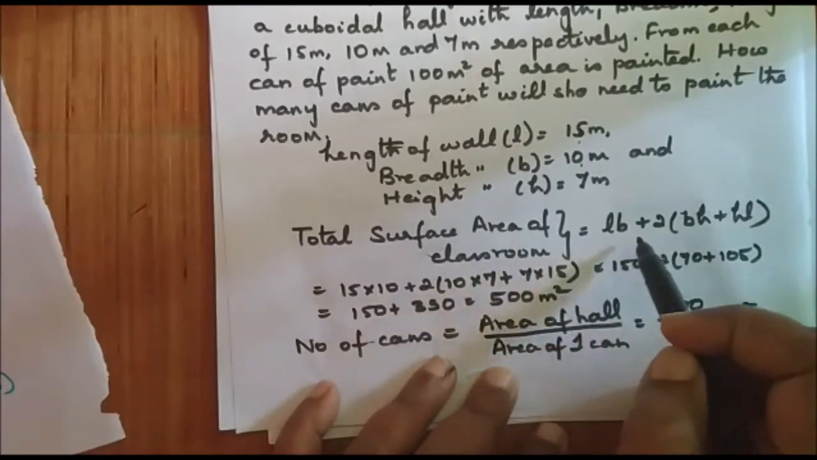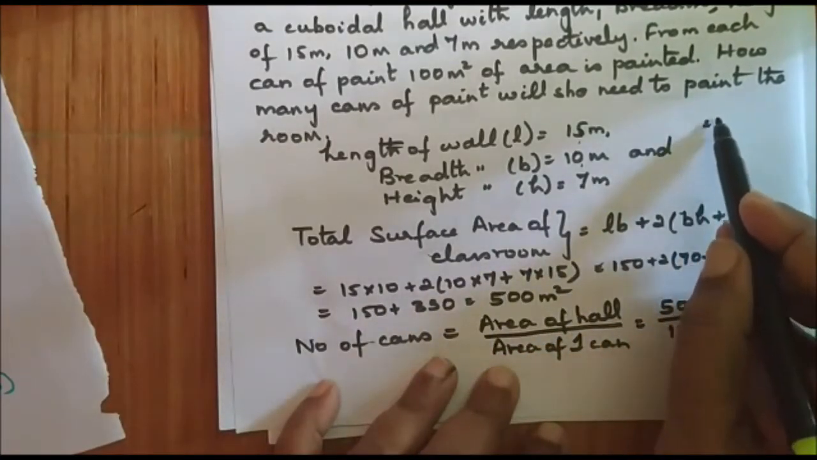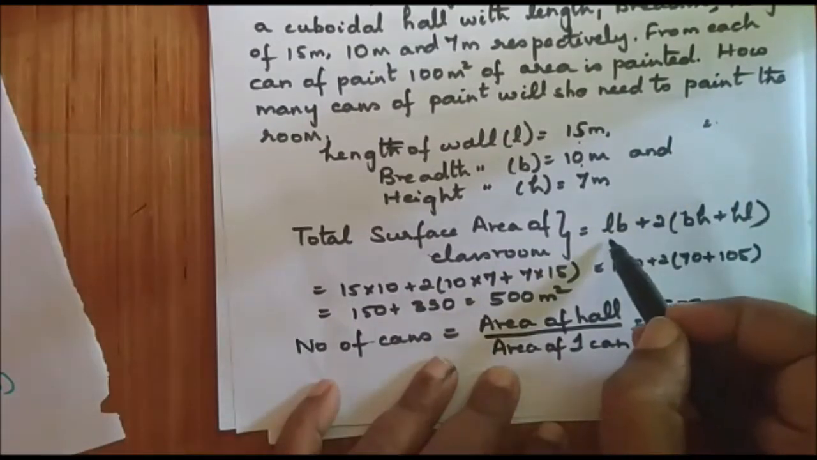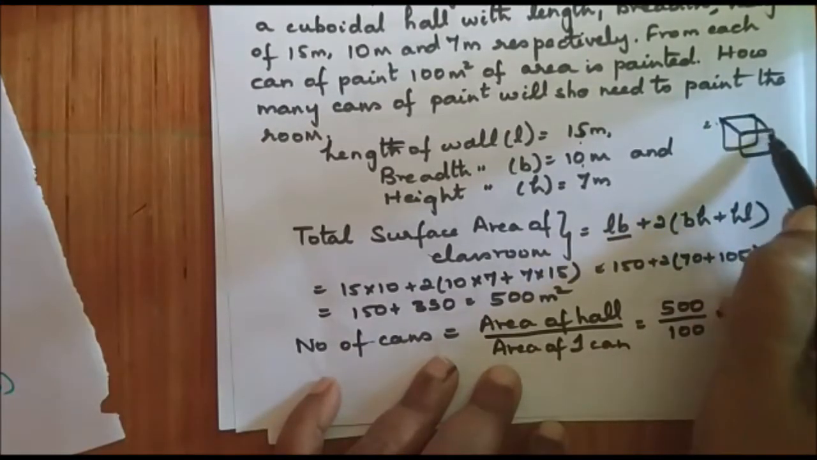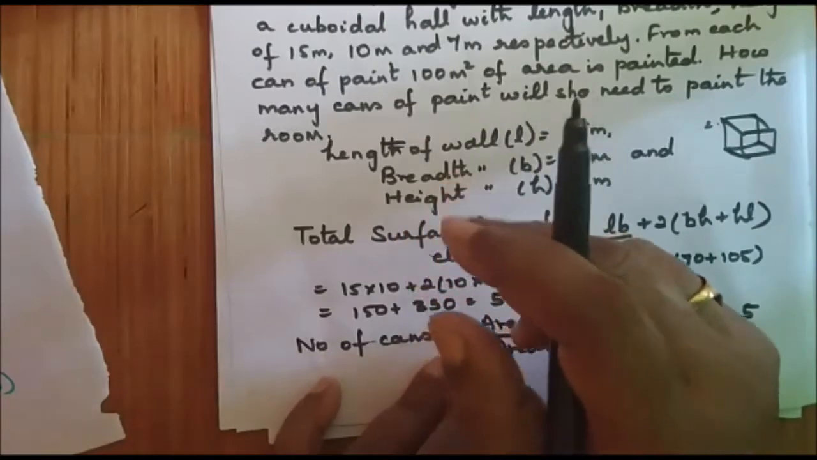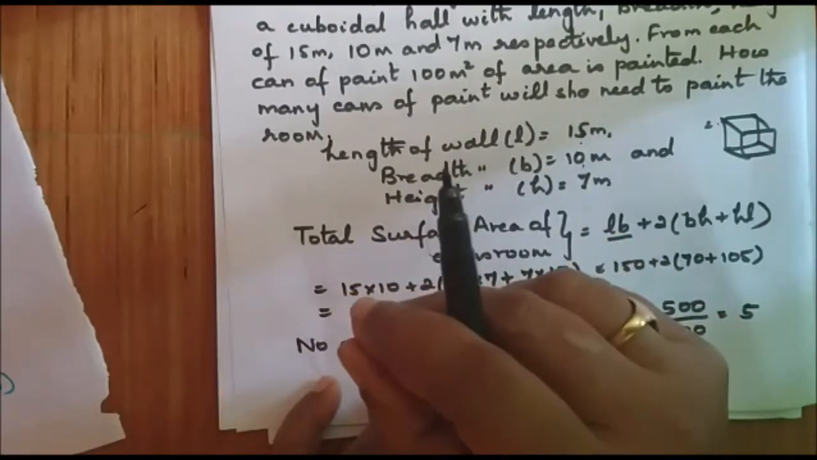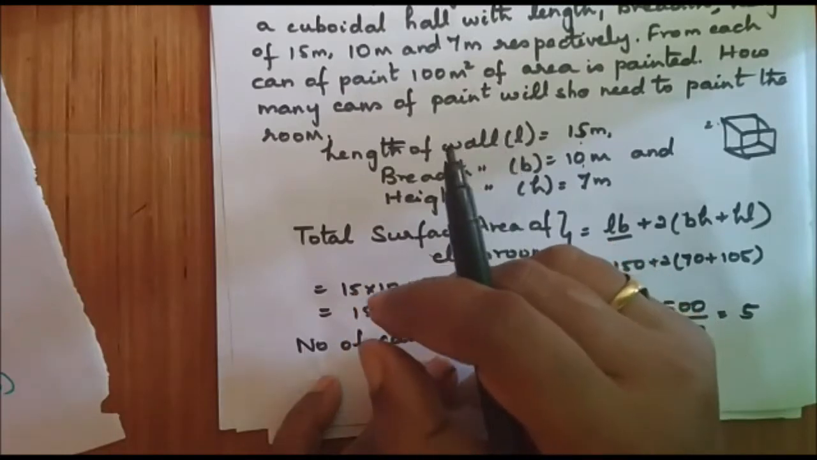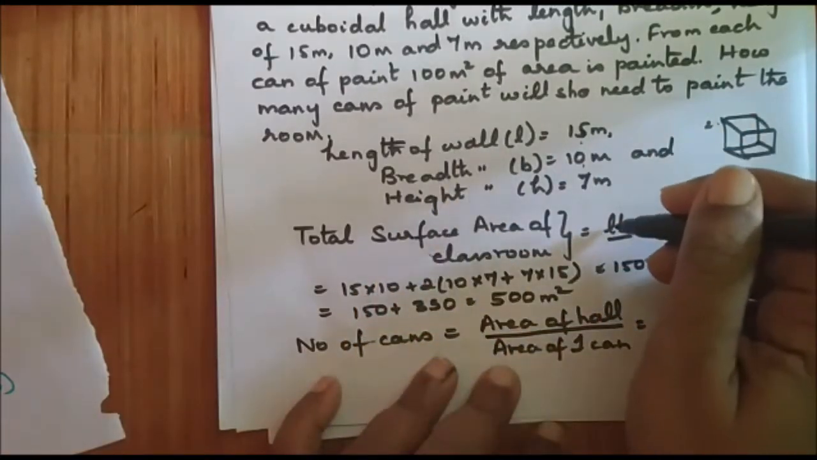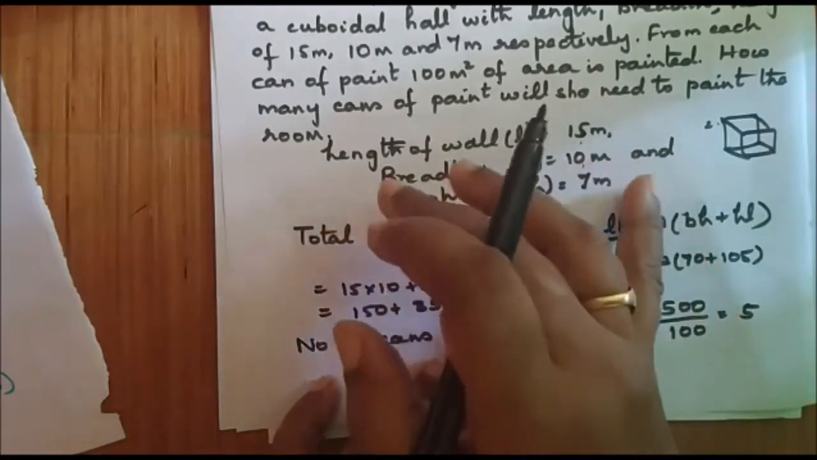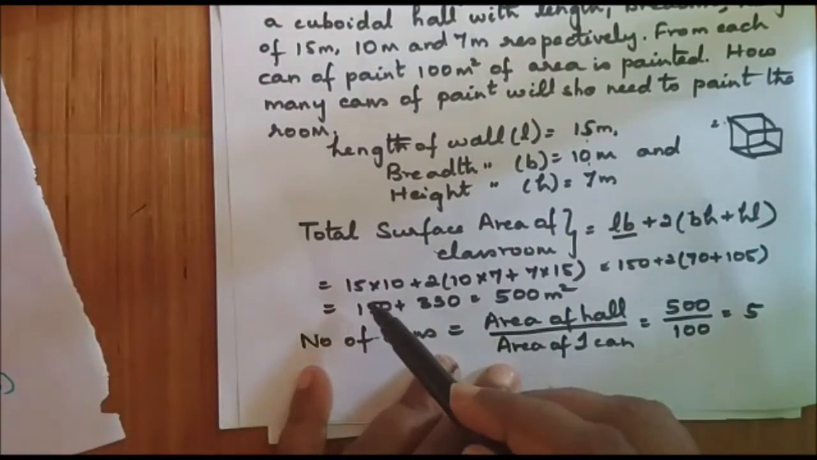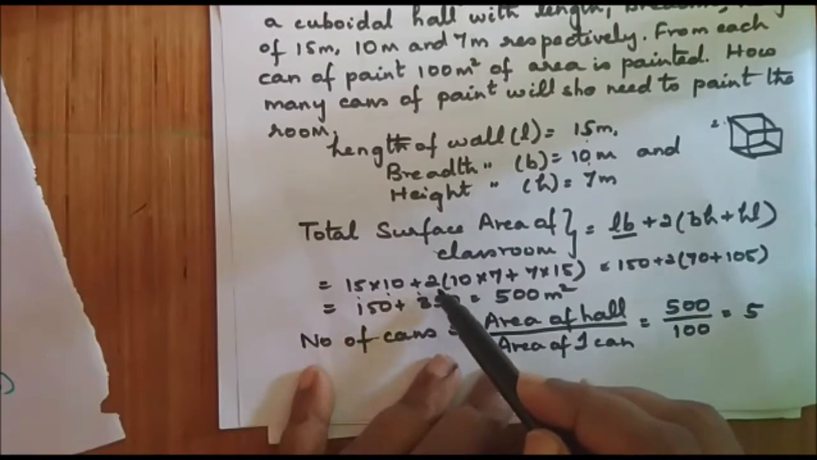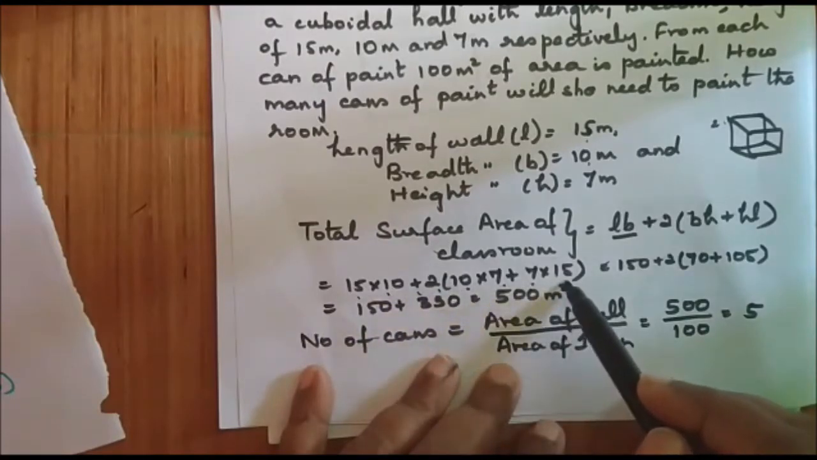Total surface area is nothing but, we learned the formula as 2 into LB plus BH plus HL. But here, in the case of a cuboid, if this is the cuboidal room, one side will be left unpainted because it is the entrance, isn't it? When you paint a hall or a room, the entrance will be open, isn't it? So the LB occurs only once, but the others occur twice. Okay, so we will calculate it as length into breadth, 15 into 10, plus 2 into BH plus HL, that is 10 into 7 plus 7 into 15.